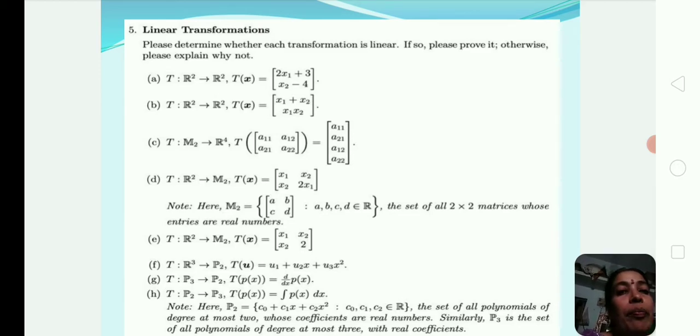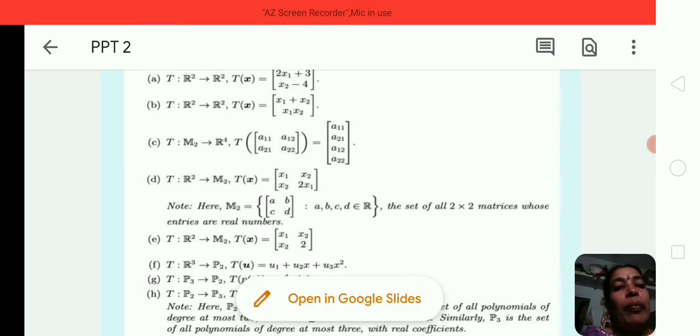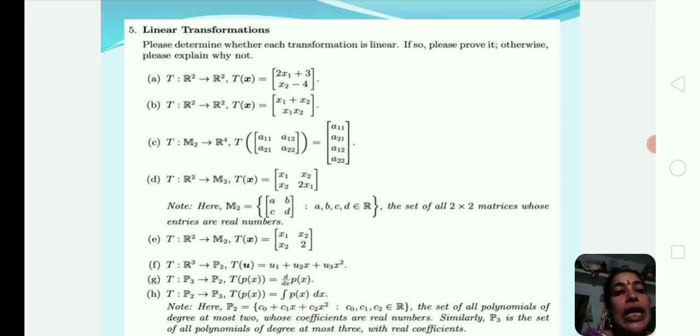The next one is T from P3 to P2, T(p(x)) = d/dx of p(x). Next is T from P2 to P3, T(p(x)) = the integral of p(x) dx.